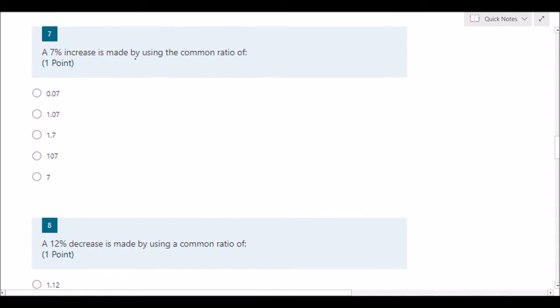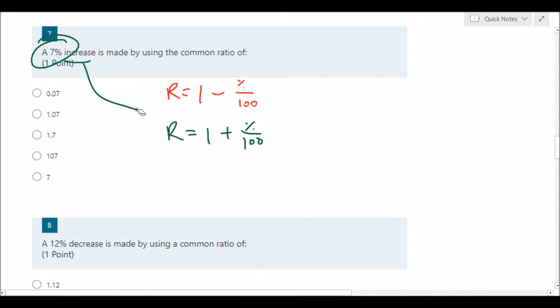A 7% increase is made by using the common ratio of... so 7% increase. Remember, we have 2 options, okay? We either have the decreased common ratio, 1 minus percentage over 100, or we have the increasing common ratio, 1 plus percentage over 100. In this case, because it's an increase, we're going to use this one.